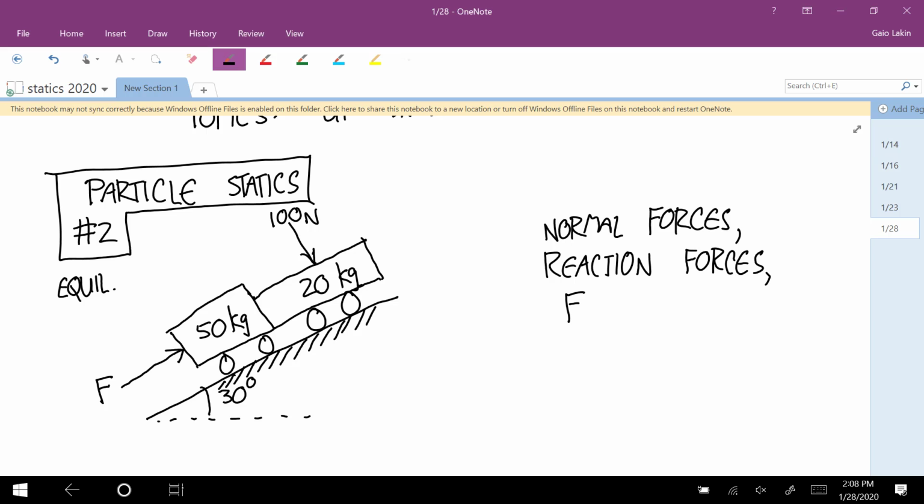Okay, so what do we know about the motion of these two things if it's in equilibrium? Acceleration is 0. So there's two possibilities. It could be moving with a constant velocity in any direction, or it could be at rest. Either way, the answers are all going to be the same. Okay?